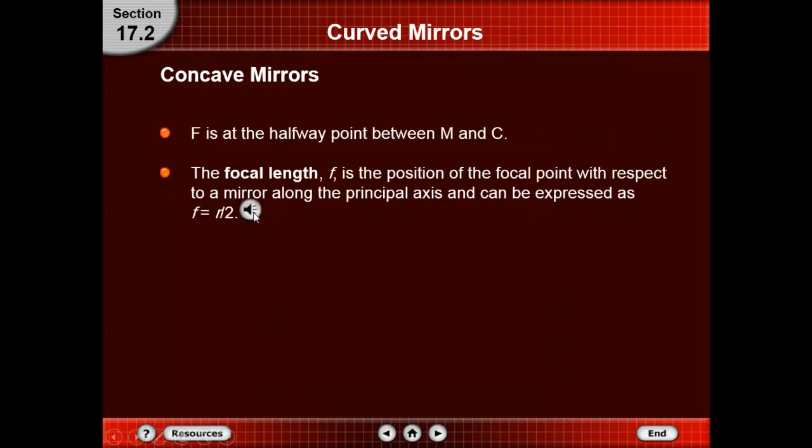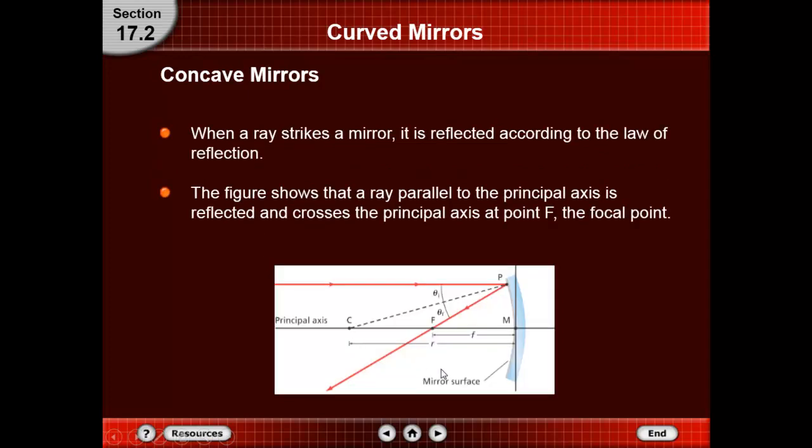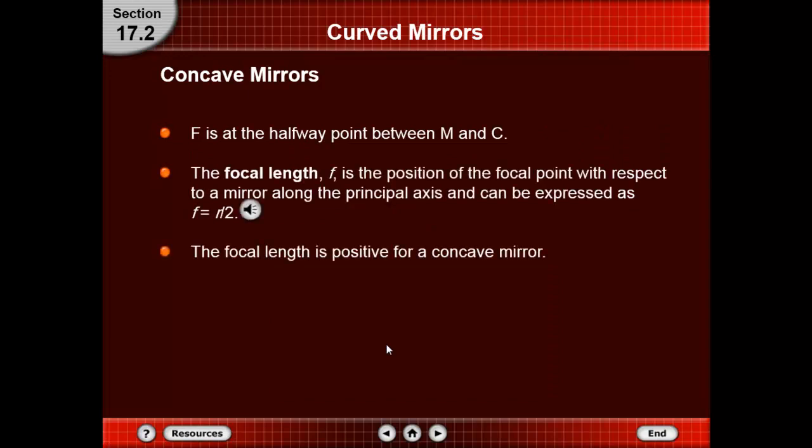Focal length is the position of a focal point with respect to a mirror along the principal axis. Did you see the focal length? It is half the radius. So F equals half R. The radius, the distance between C and M, equals R, so F is half R. The focal length is positive for a concave mirror.